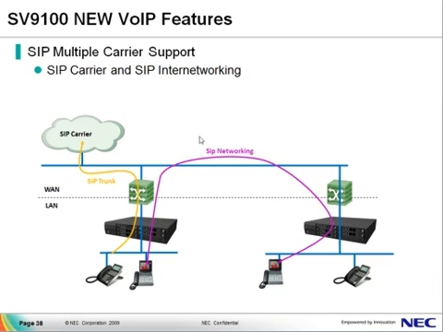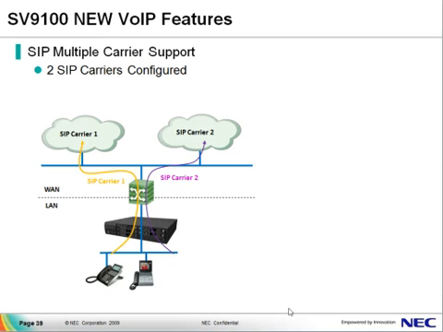This slide shows an example of a SIP carrier and SIP internetworking configuration on a single sv9100 system. As you can see, both destinations must be accessible through the same default gateway programmed in 10.12.03. This example illustrates two SIP carriers connected to a single sv9100 system, and again, both carriers must be accessible through the same default gateway and also utilize the same DNS server settings.